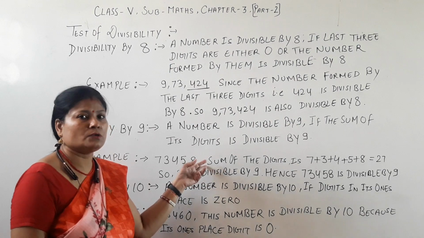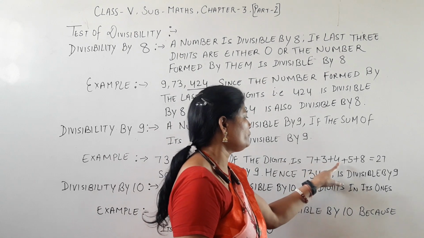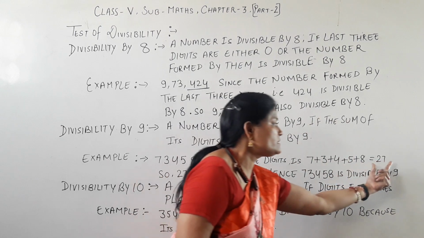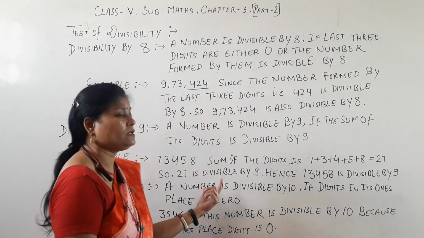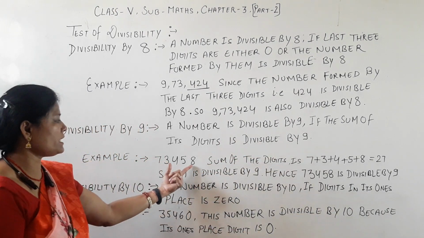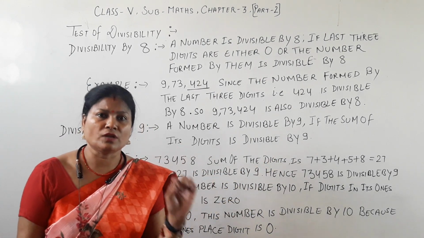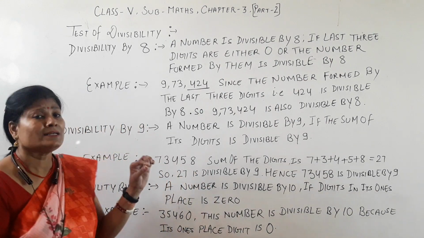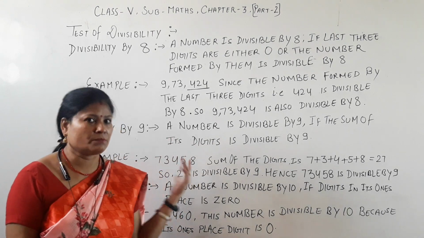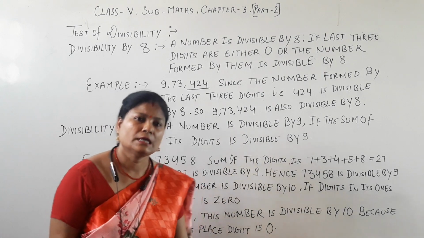So what will we do? We will do the sum of the digits. I am writing all the digits here and doing the sum: 7, 3, 4, 5, 8. After the sum, I am getting 27. See children, 27 is divisible by 9 because 27 comes in the table of 9. So if 27 is divisible by 9, we can say that this number is also divisible by 9. Understood? So the divisibility rules of 3 and 9 are the same. Just keep in mind that if the sum of the digits is divisible by 3, the number is divisible by 3, and if the sum of digits is divisible by 9, the number is divisible by 9.